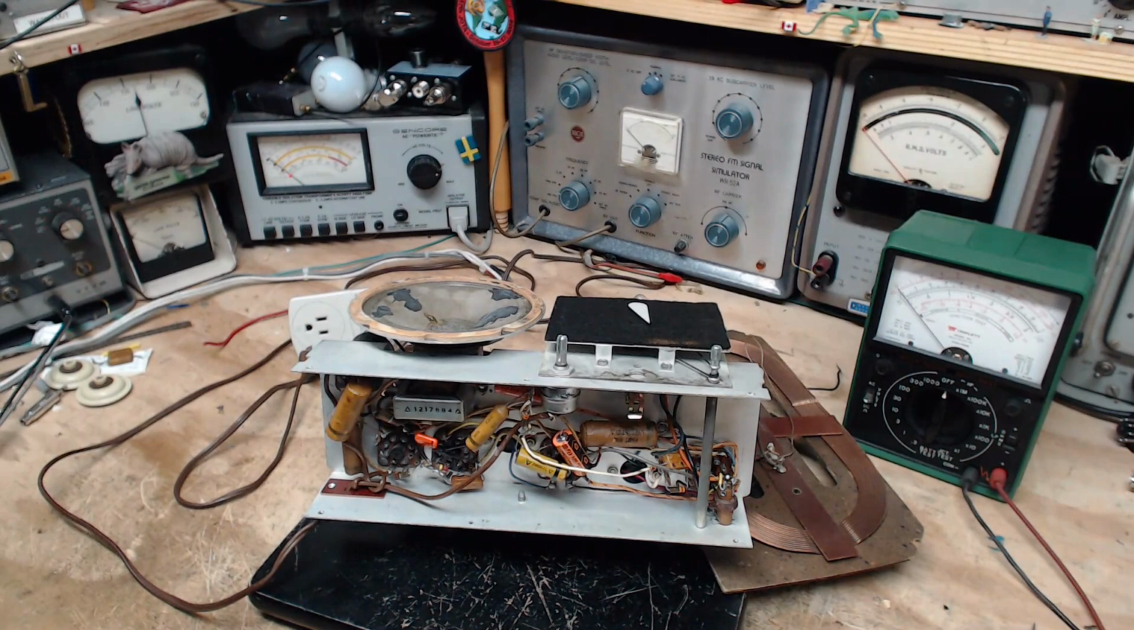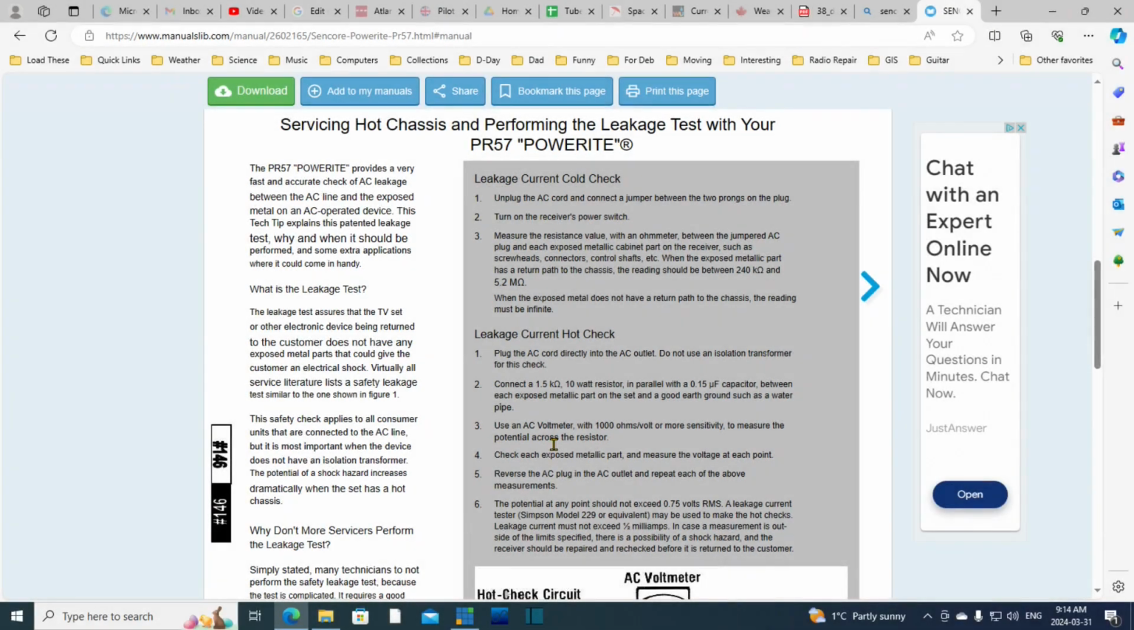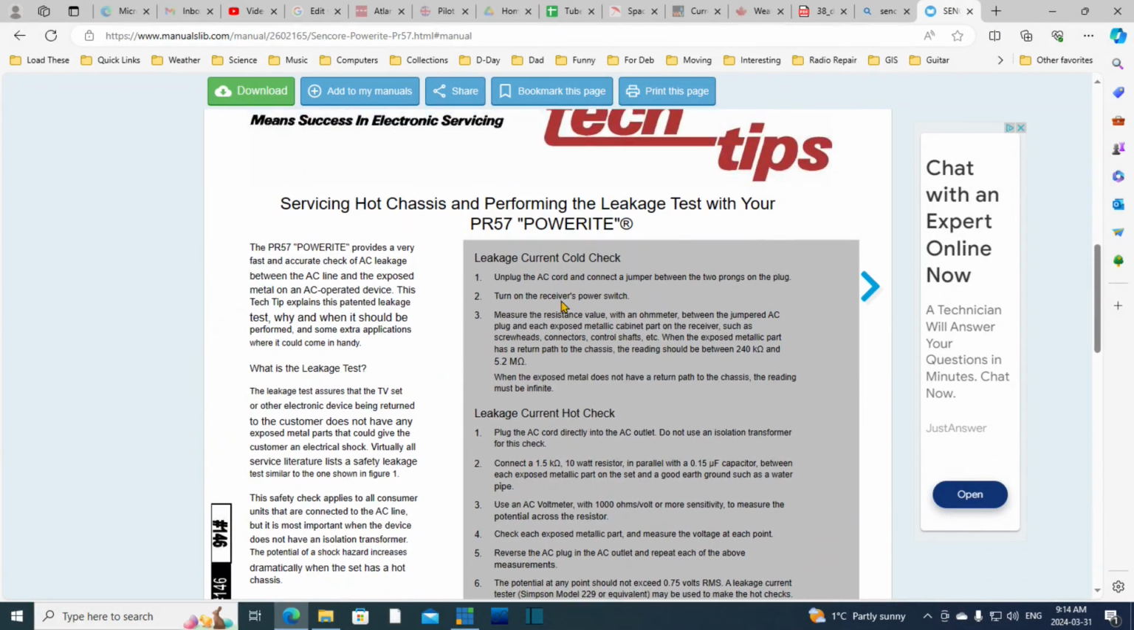So let's take a look at the instructions here. There's an awful lot said in here about this device, but let's just go down right here. This is just the instructions on how to use it. So let's go through here. Leakage current cold check. Unplug the AC cord and connect a jumper between the two prongs of the plug. I've never done anything like that before. Turn on the receiver's power switch.